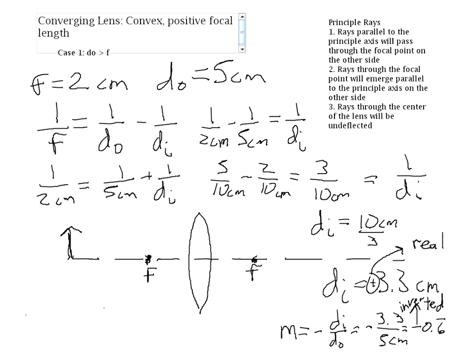The first principal ray that we will draw is a ray that comes from the object and is parallel to the principal axis, and will pass through the lens through the focal point on the other side of the lens. So first, draw a line that starts at the top of your object and is parallel to the principal axis. When it gets to the center of the lens, then it will emerge from the lens through the focal point on the other side, like that.